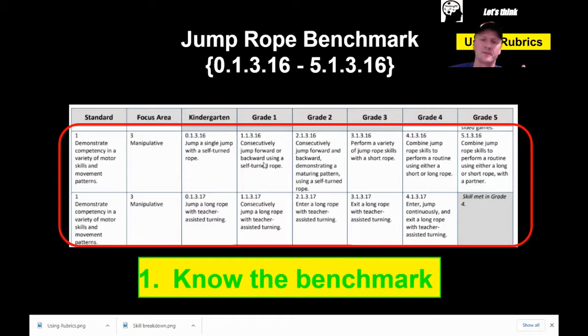So to back up, grade 1, they can choose whether to do this forward or backwards. Some students just find it easier to do backwards, and so that's why they allow that in grade 1. So that's knowing the benchmark.